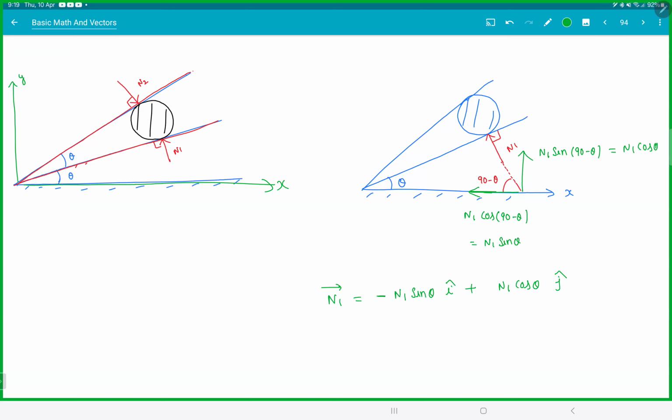Sir, why is it minus N1 sin theta i cap? I cap is, देखो यार, किस तरह point कर रहा है, backward ना? Oh, yes, sir, sorry. Got it ना? देखो ना, force is this way, so left arrow and up arrow, right? Left arrow is minus i cap. Yes, sir. Thank you.